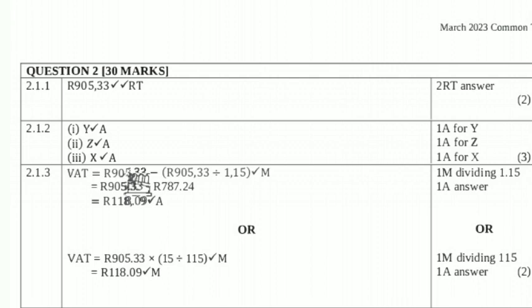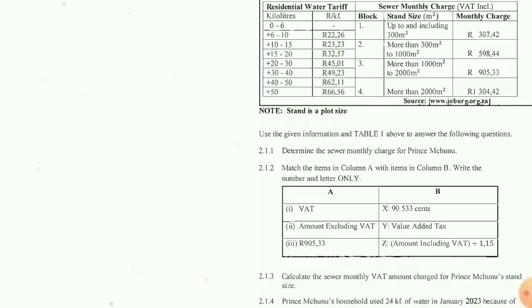If the VAT, I want to make many examples so that you can understand. If the VAT was 45%, let's say the VAT is 45%, for example. It's not 30% or 35%. Let's say the VAT is 45%. You say 905.33 multiply. Then you put brackets. Then you say 45 divide by 145. Then you get the answer.